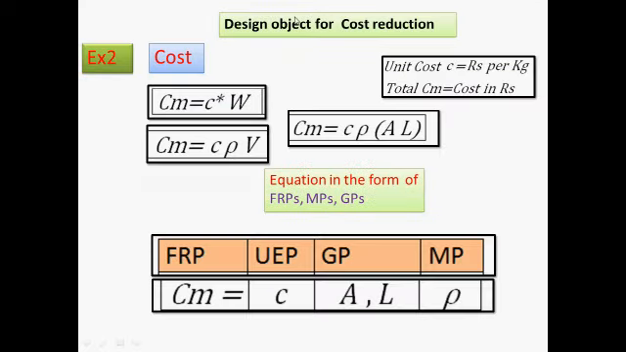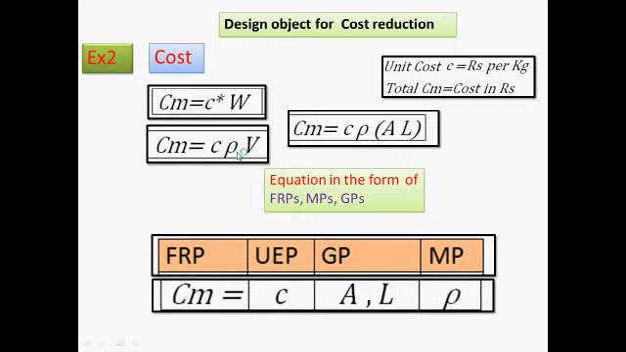Next, take the example of designing the object for cost reduction. Suppose I want to reduce the cost. The symbols used are unit cost, that is per kg, C, and total cost, Cm. Total cost is given by unit cost into total weight. So Cm is equal to, if the cost is given per kg, C into M.